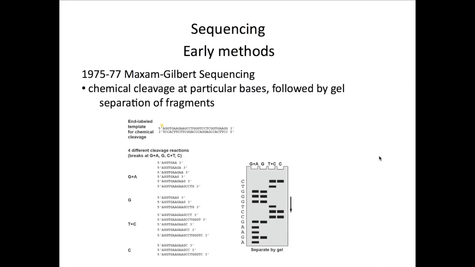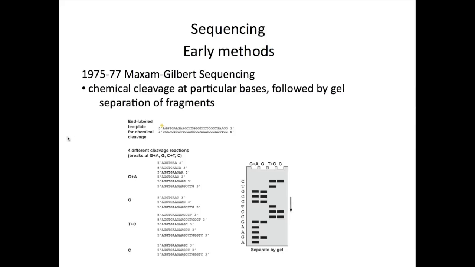In terms of DNA sequencing, the early methods that were applied were not too different in some ways from that, although a little more efficient. The one I'll talk about here is the Maxam-Gilbert sequencing. This method uses chemical cleavage at particular base positions followed by gel separation of fragments.